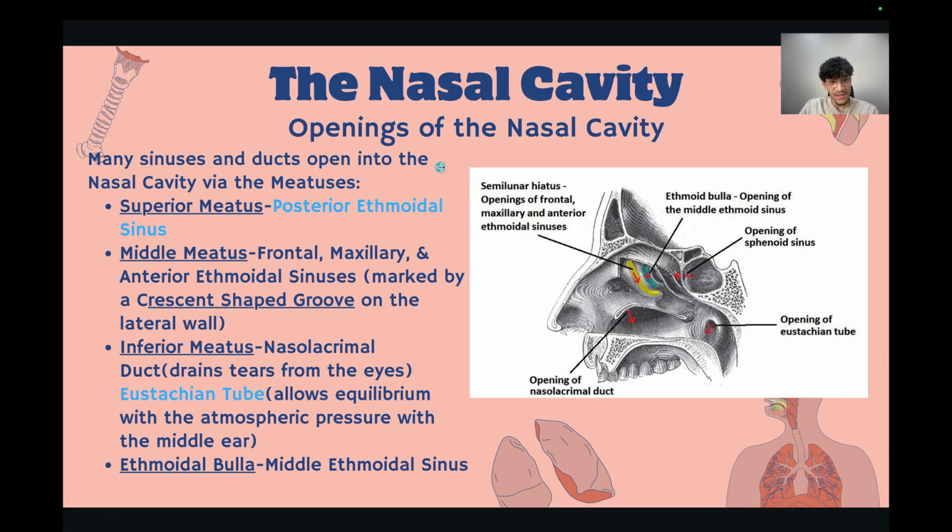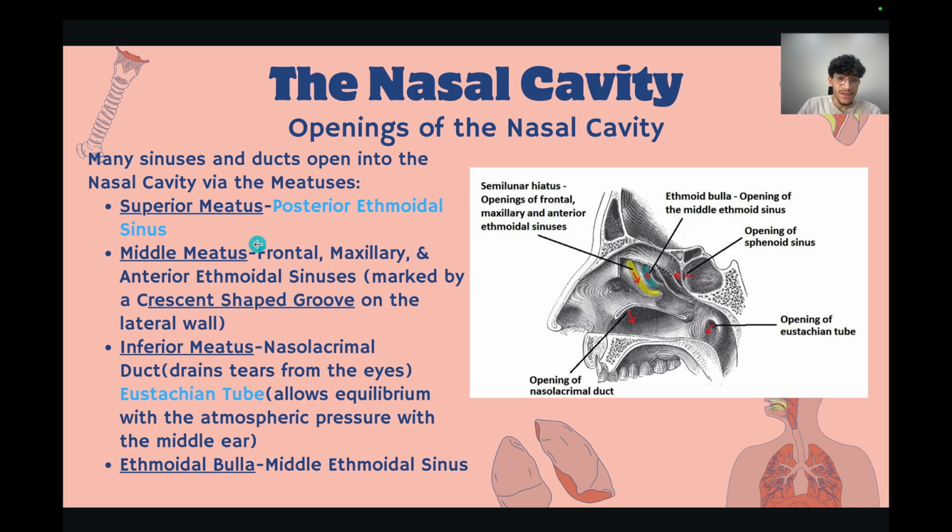Now, many sinuses and ducts open into the nasal cavity by the meatuses. First, we have the posterior ethmoidal sinus. It happens at the level of the superior meatus. You have the middle meatus. Now, this meatus has most of the sinuses. So, if you see a question that asks which meatus this sinus comes from, it's most likely going to be the middle meatus.